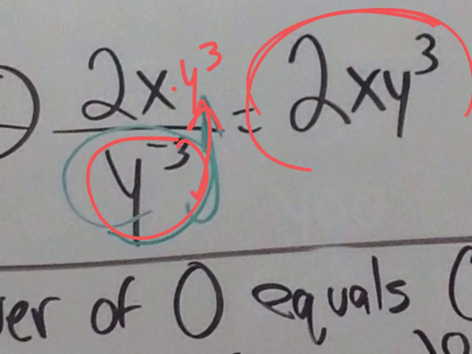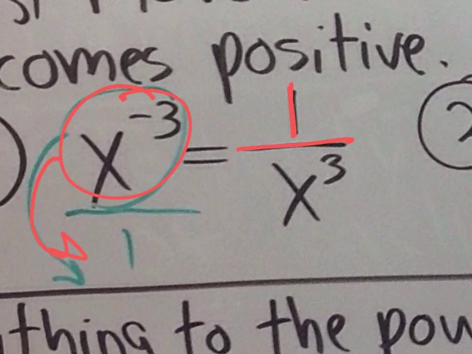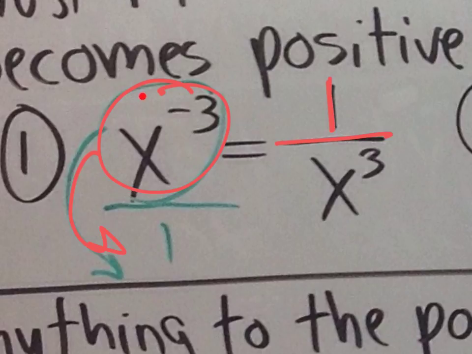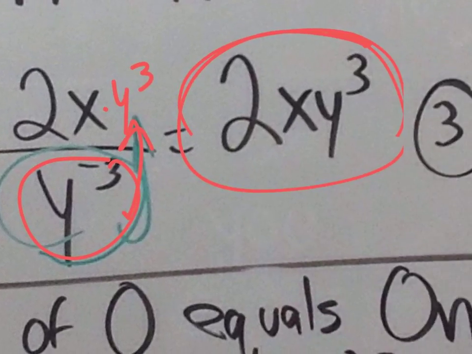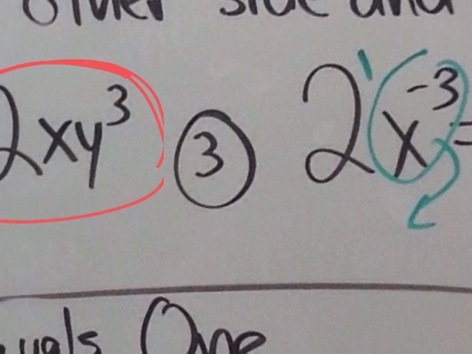But if you don't have anything left over on top, then you have to write the 1. Just to clear things up, like over here, we moved the x to the negative 3 down. There was nothing left up on top. You have to put the 1 up there because there's nothing left up on top. But when there's nothing left on the bottom, you don't have to put the 1 on the bottom. Okay, so do we understand this second rule?